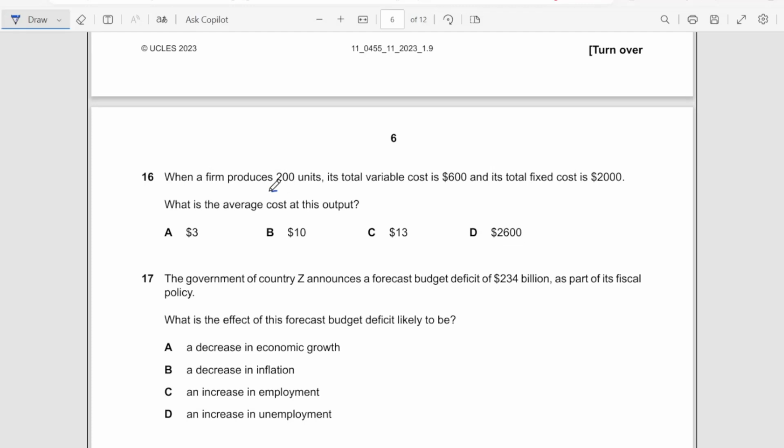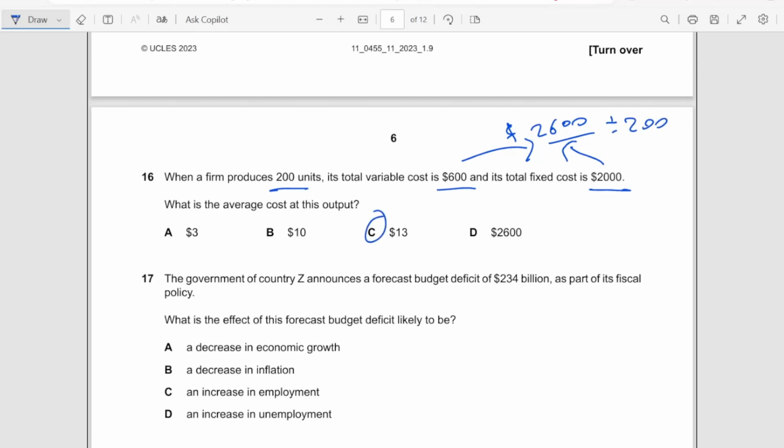Okay, when a firm produces 200 units, the total variable cost is 600, the total fixed cost is 2,000. That means the total cost is 2,000 plus 600, which is $2,600. This is the total cost. Okay, we divide the total cost by 200 units, divided by 200, and we're gonna get $13.